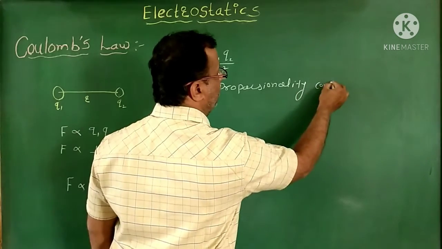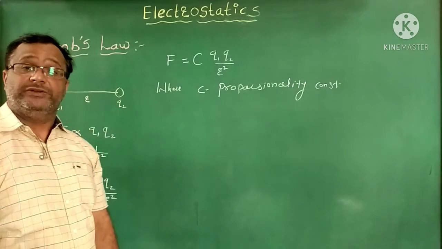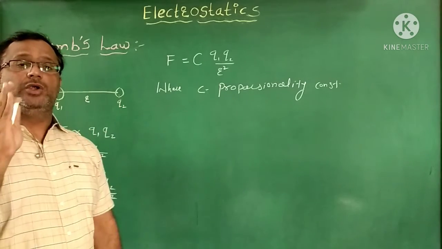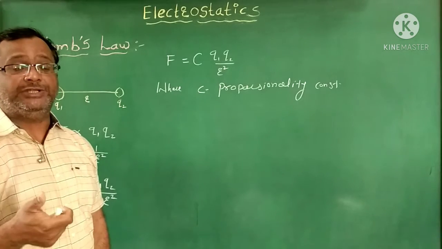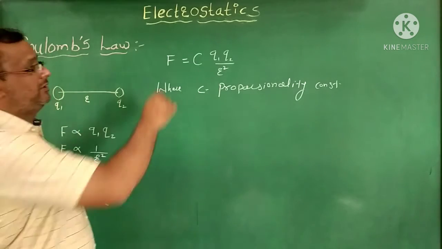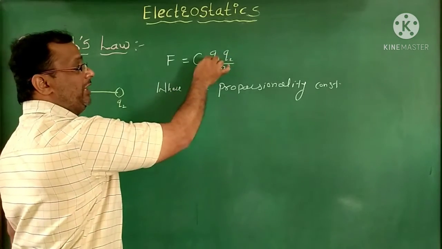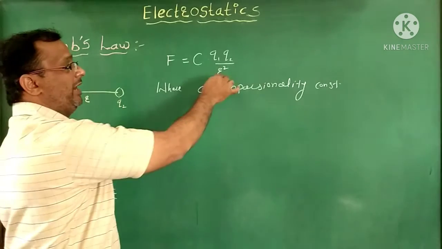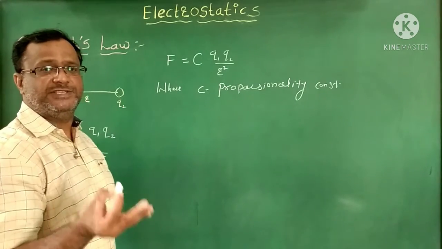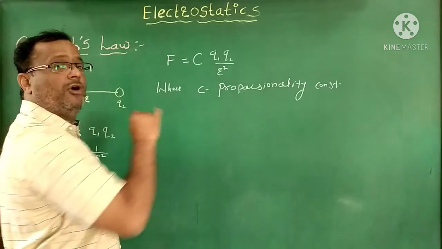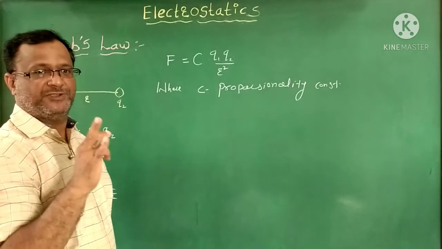Proportionality constant, and the value of this proportionality constant mainly depends on two factors. The first is the system of units which is utilized for the electrostatic force, the two electrical charges Q1 and Q2, and the distance. If we change the system of units, then the value of this proportionality constant also changes. This is the first factor.